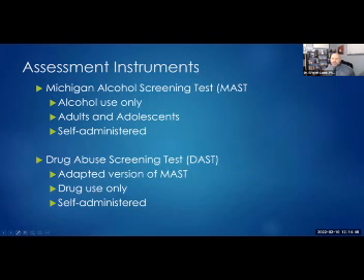So the Michigan Alcohol Screening Test, aka the MAST, is for alcohol use only, but it's for adults and adolescents. It's also self-administered. It is probably one of the most common alcohol tests behind the CAGE that people utilize. It is not as reliable as the CAGE is, but it's a lot more easily accessible. I think you can download PDFs of it almost anywhere to be able to administer.